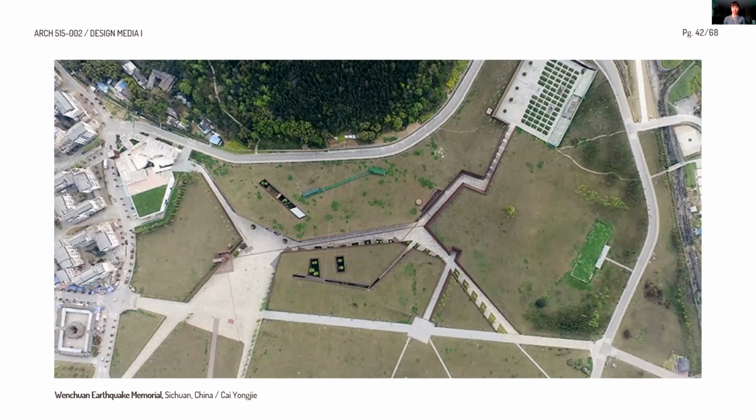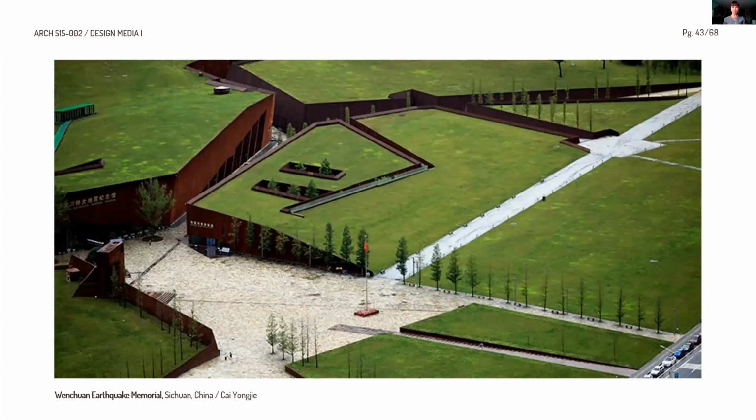The Wenchuan Earthquake Memorial Museum takes the form of a ruptured landscape. Large subterranean buildings are topped with green roofs, ensuring that the complex adopts an unobtrusive presence. Gaps in this man-made terrain provide access inside the museum, while simultaneously connecting the entirety of the site.